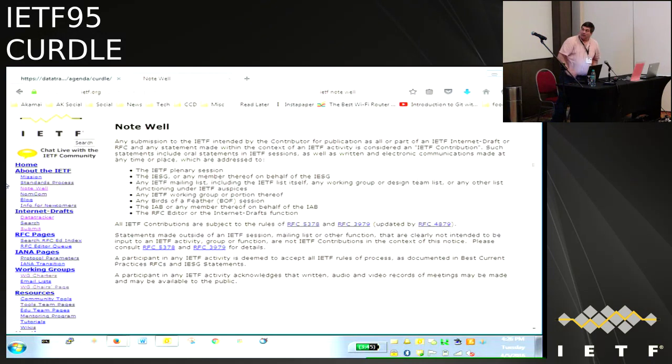Okay, all right, well, you've all seen the Note Well many, many times by now. As it flashes on the screen, this is a speed reading memorization practice. Okay, what was the third word? Any submission to the IETF is covered by that.